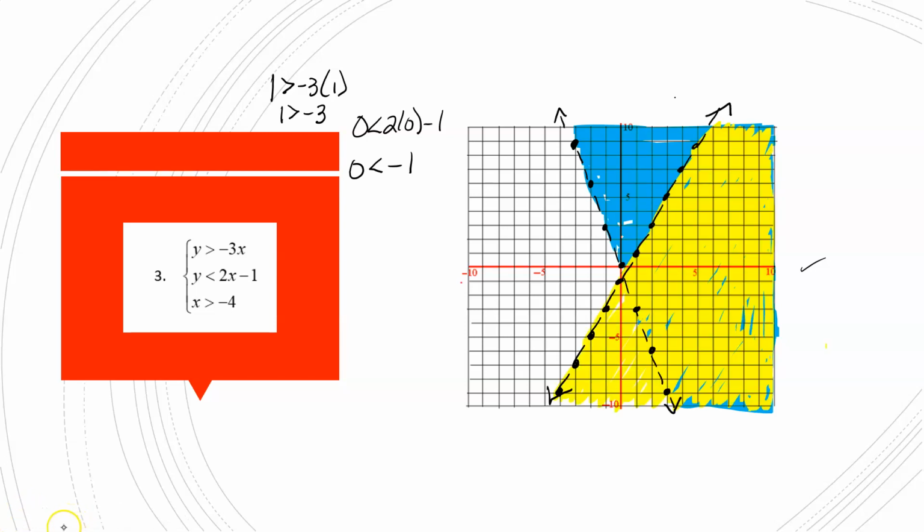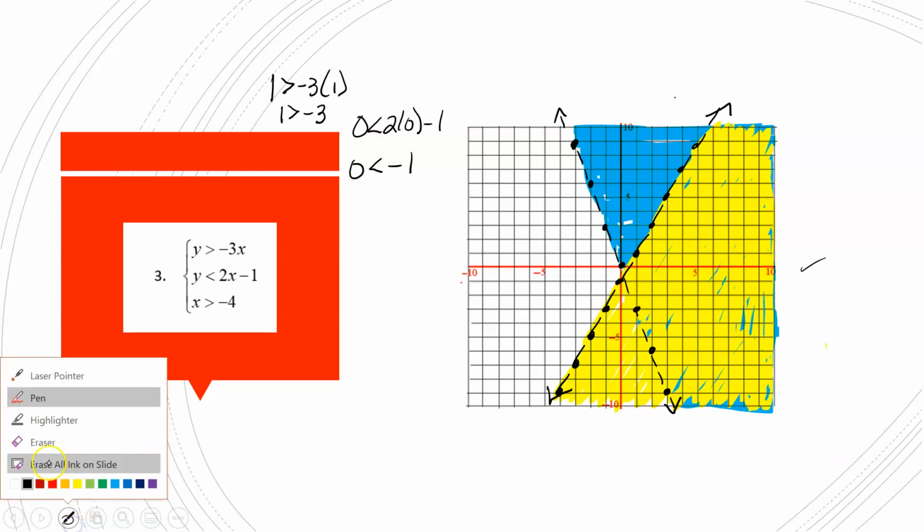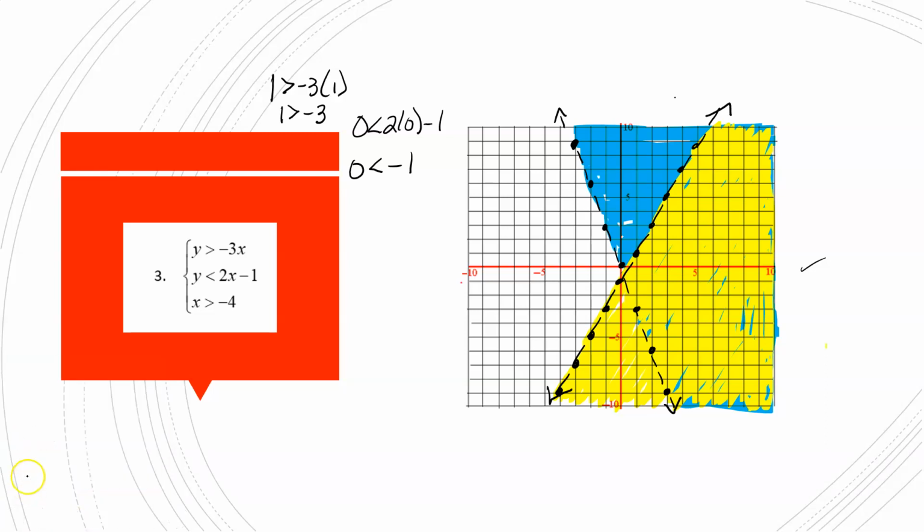All right, here's what we have. So let's go back to the pen. Let's graph the last one. So I have x is greater than -4. So I'm going to count over to -4 on the x, and then I'm going to graph that. I guess we could use our test point 0, 0. Is 0 greater than -4? Yes, it is. So we're going to color to the right of it.